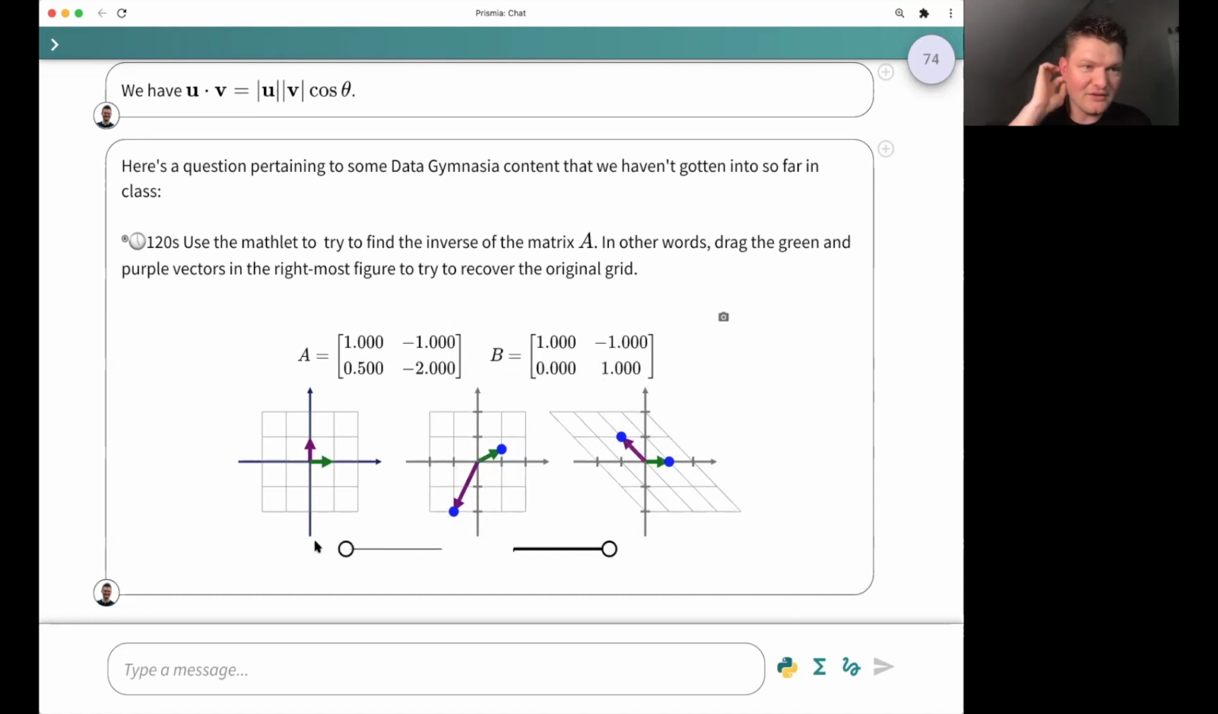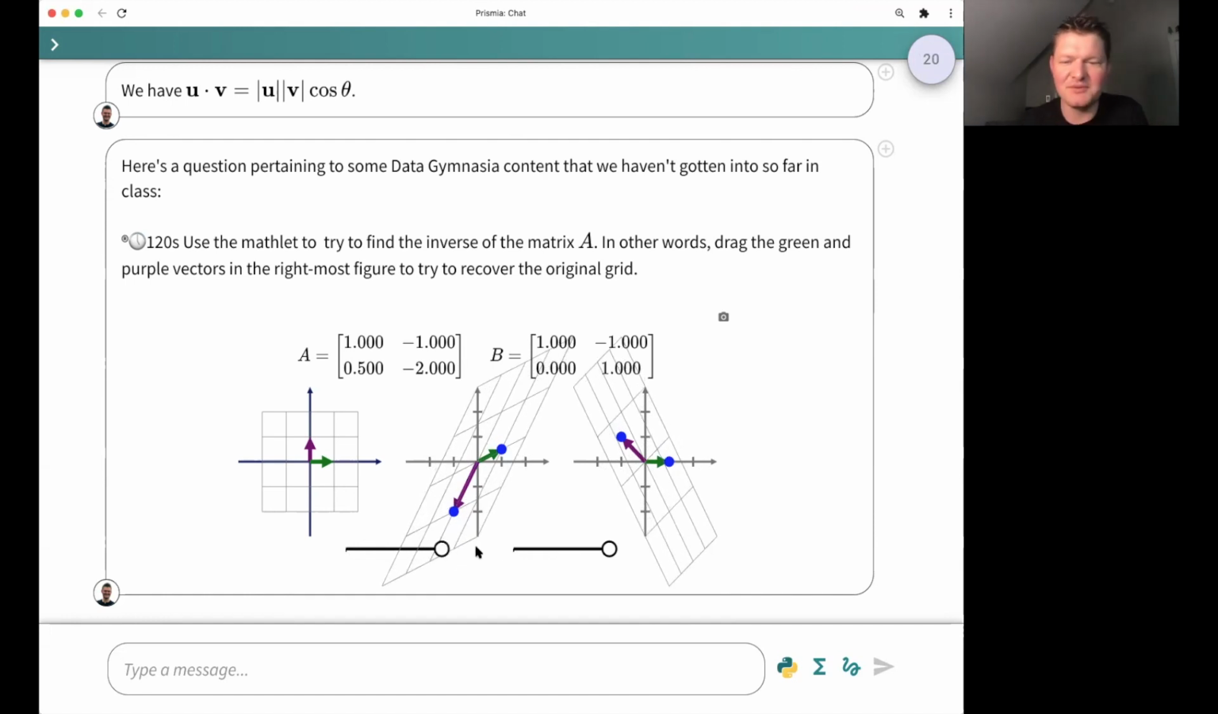It's trickier than it looks. And of course, you can get the answer another way. But I want you to see if you can move these purple and green vectors around in such a way that you get back to the square grid over here. I'm going to do it with you because I don't really remember how it goes. And you can see that I'll have trouble with it too.